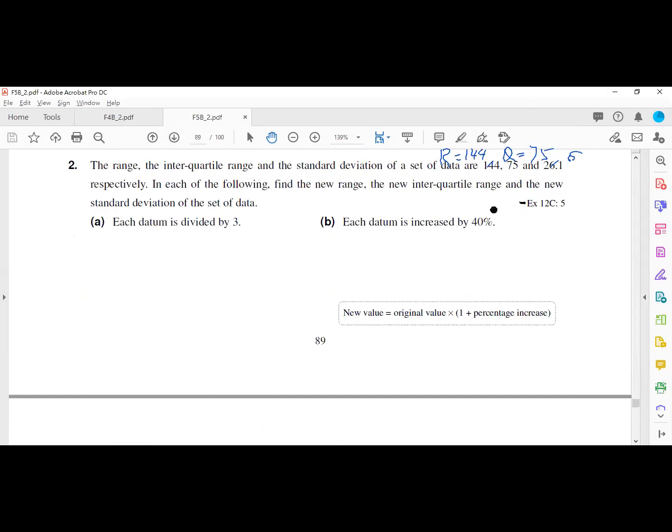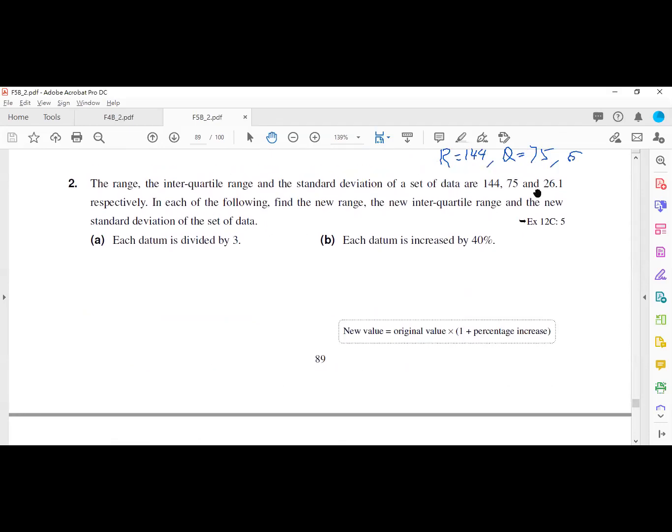Oh, so the original standard deviation is equal to 26.1. Okay, so these are the original values, and now I want to change the set of data. Okay, in part A, each datum is divided by 3. Each datum is divided by 3.